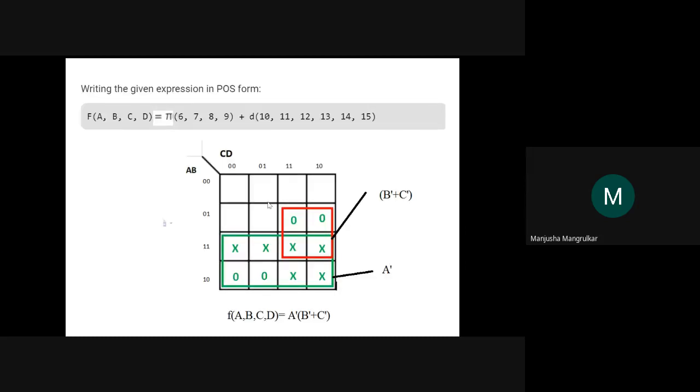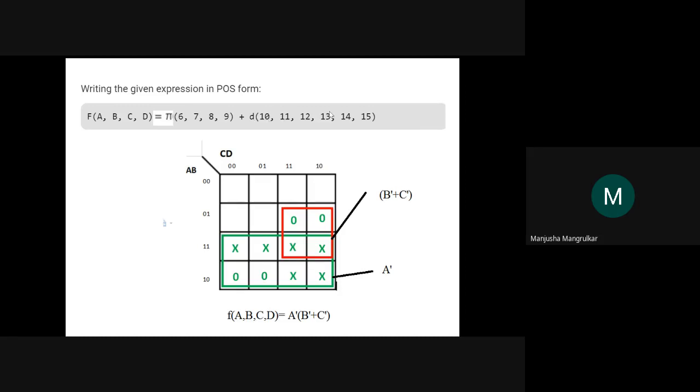Now the next concept: we have seen all-zero pairing in the K-map. Now there is the don't care method, right? Don't care terms are sometimes given. We have seen this in sum of product also. Now see the example of this. Function of A, B, C, D, right? This is pi, which means product of sum. Now the terms given are 6, 7, 8, 9 as 0.